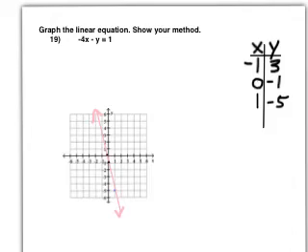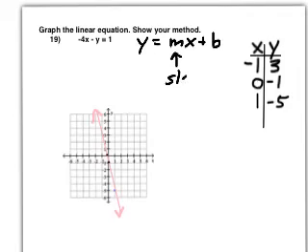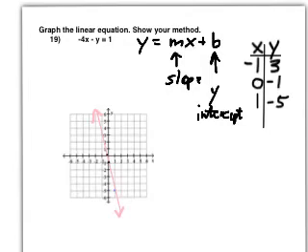The last method we learned, well actually it wasn't the last method, but the last method by hand we learned was using the slope-intercept form. The slope-intercept form, as you know, is y equals mx plus b, where the m is the slope and the b is the y-intercept. And that's the easiest way to graph. So sometimes finding the intercepts is easier, but usually finding the slope-intercept form is the easiest way.